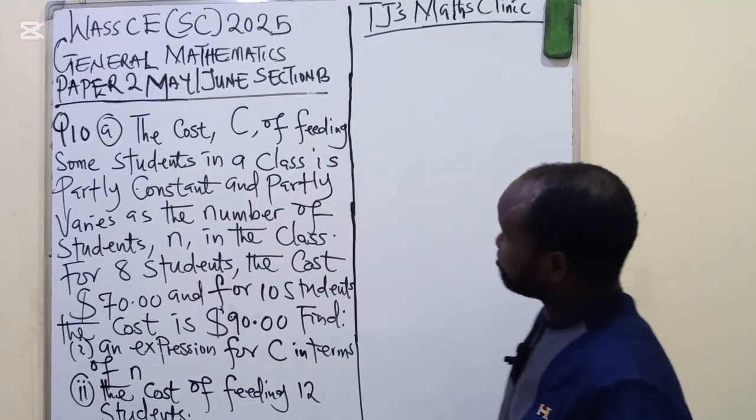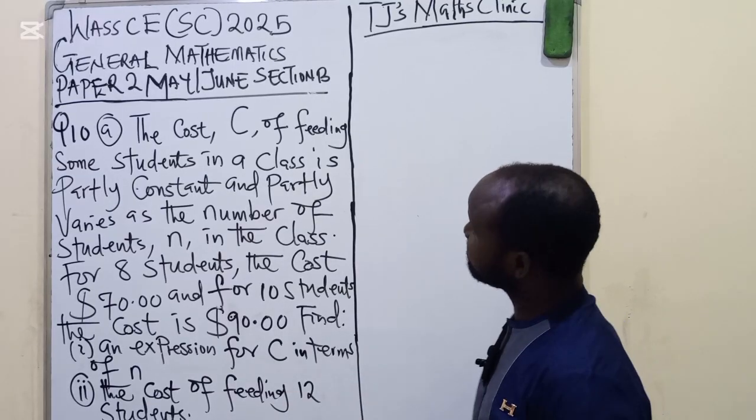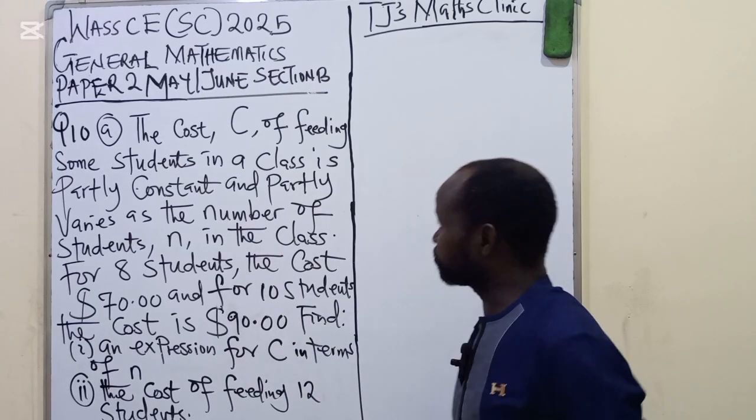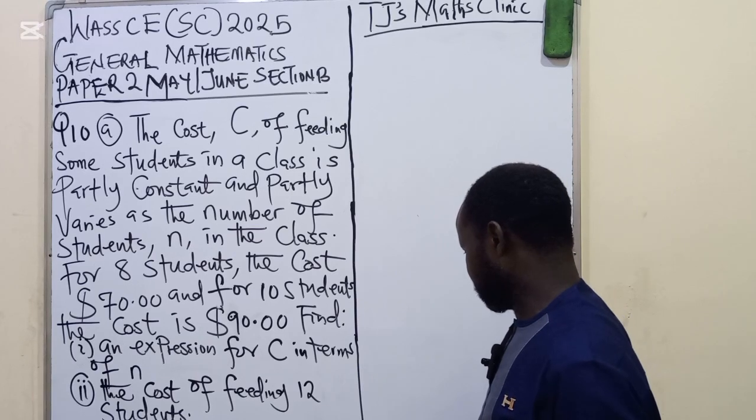Still on WAEC 2025 for school candidates. This is General Mathematics, Paper 2, May/June, Section B. With us here is question 10A. Let's consider this question 10A.